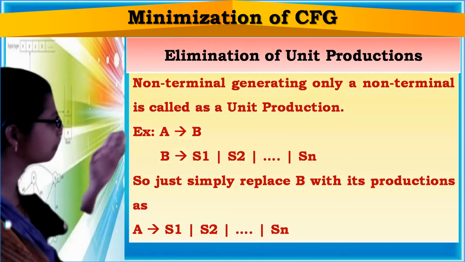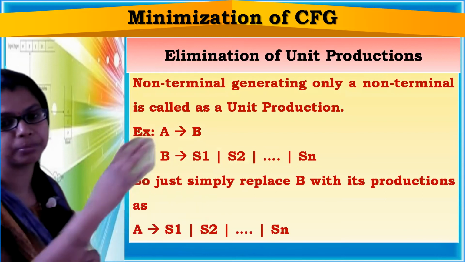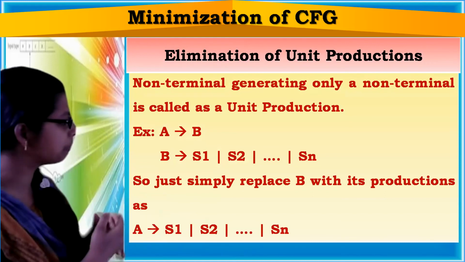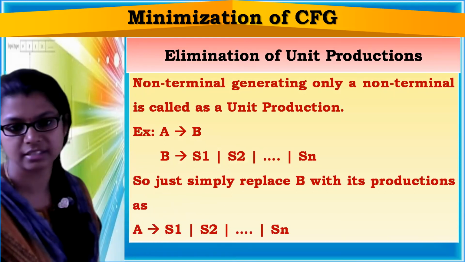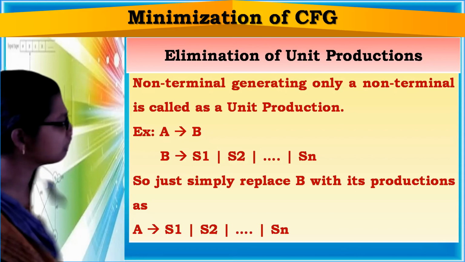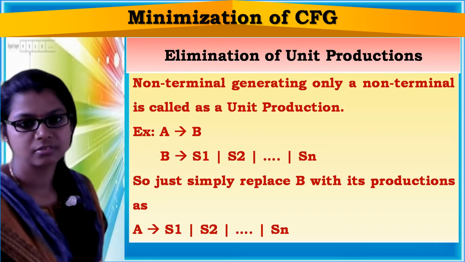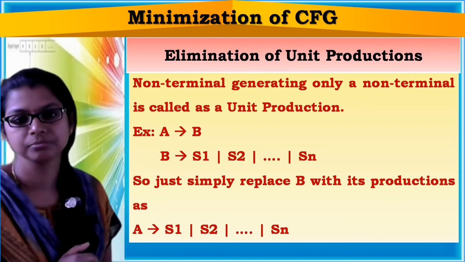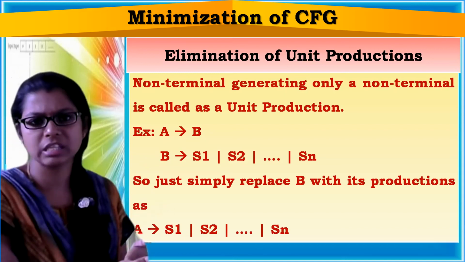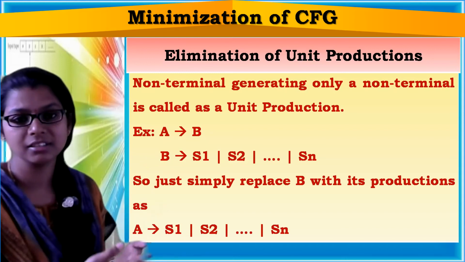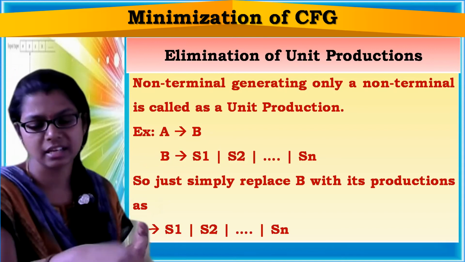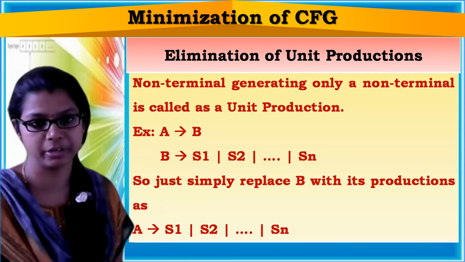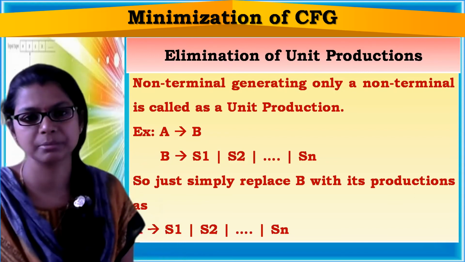Let's see this. Now, A producing B and B producing something are the productions. Suppose A producing B, B producing S1 or S2, and so on up to Sn. Now simply replace B with all its productions. Now A producing S1, S2, and so on up to Sn. Because A is producing B and B is producing something, then simply you can say that A is producing that something which is being produced by B. So in this way you have to eliminate the unit productions. Elimination of unit productions is very simple.